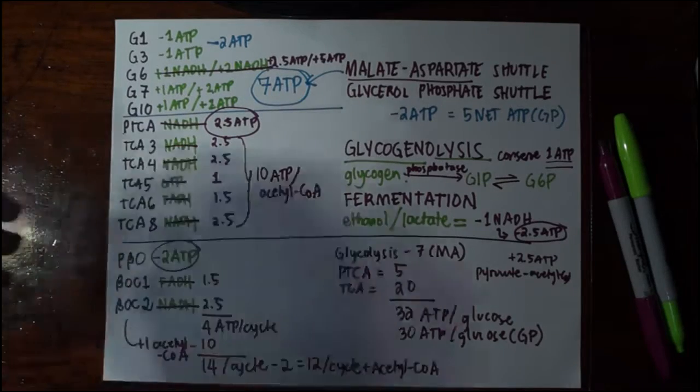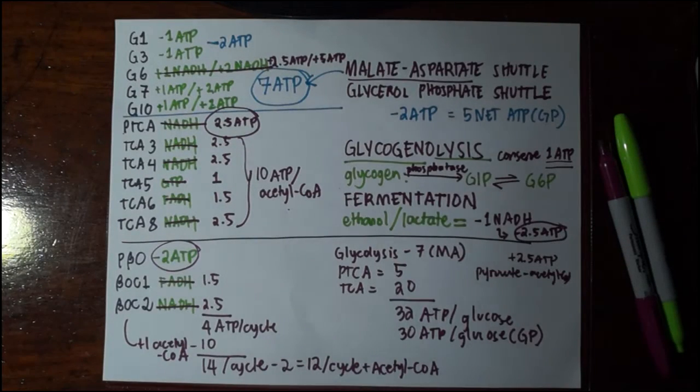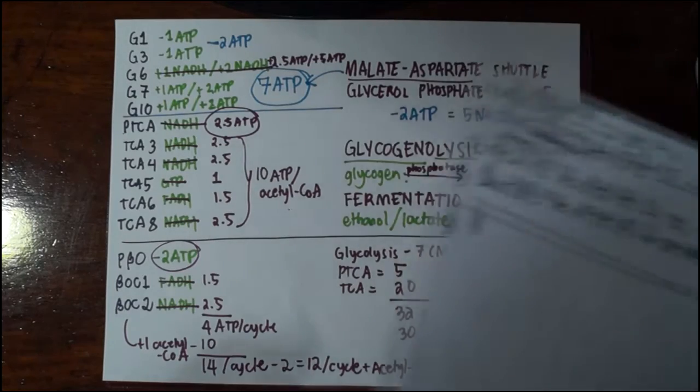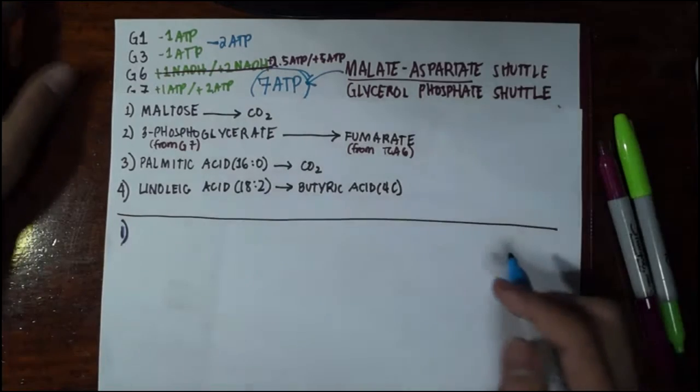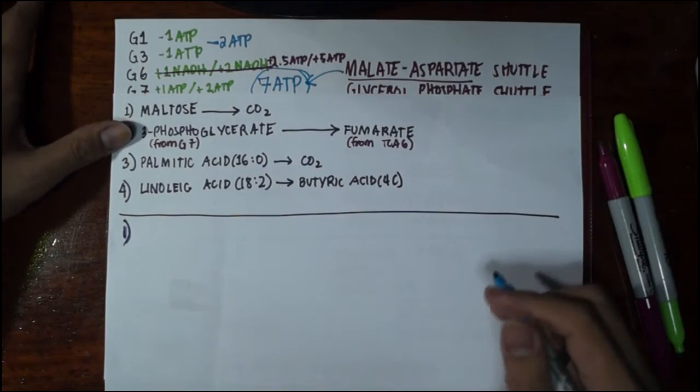Here is the complete explanation for the ATPs produced in the metabolic pathways we have discussed so far. And we're going to use this to answer some examples. So we have only 4 examples here. Alright, so let's start. Number 1, maltose converted to carbon dioxide.